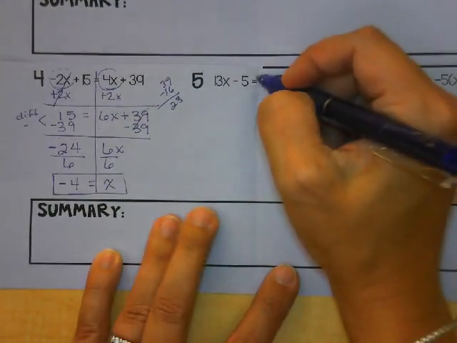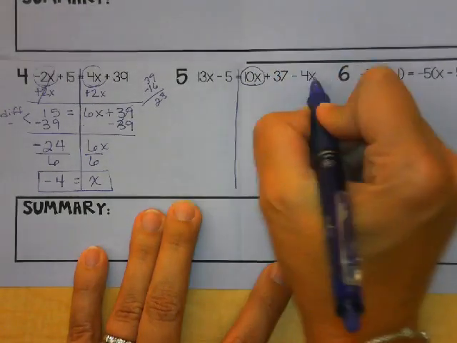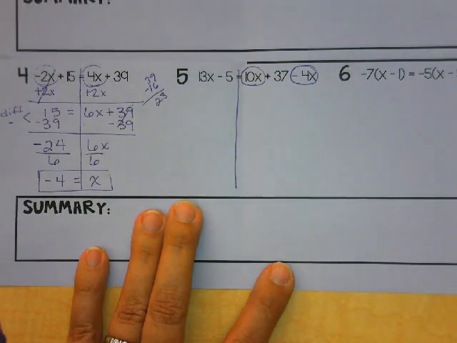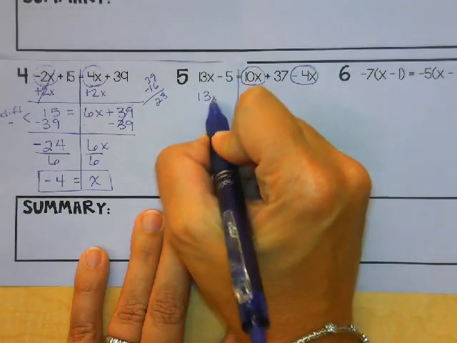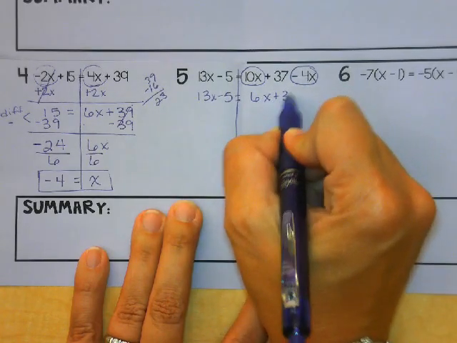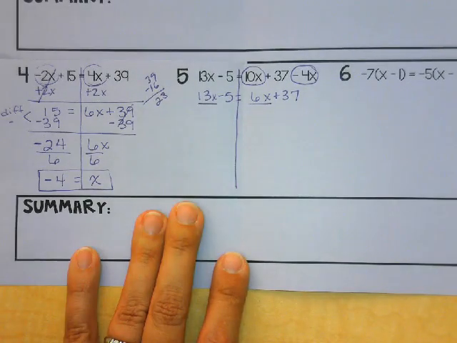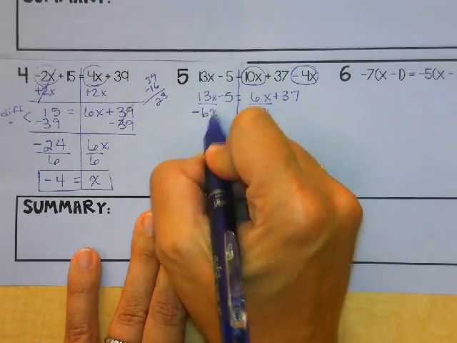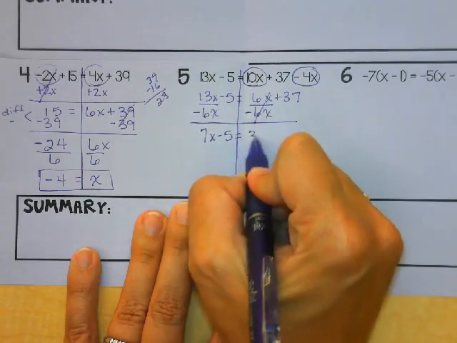On number 5, you'll notice this has got a couple of steps. We have collecting like terms, and we have variables on both sides. Just like our steps that we wrote down in our journal, collecting like terms is before we move anything. So I'm going to go ahead and rewrite my left. 10x minus 4x is 6x. And now I can look at, okay, I have 6x's, I have 13x's. 6x's is smaller, so the inverse, if it's a positive, is to subtract. 7x minus 5 equals 37.